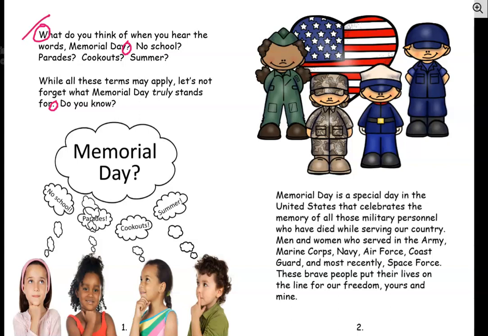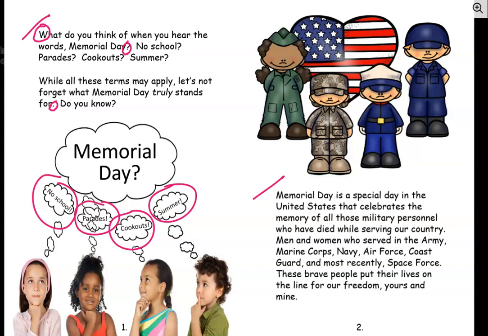What do you think of when you hear the words Memorial Day? No school, parades, cookouts, summer? While all these terms may apply, let's not forget what Memorial Day truly stands for. Do you know? And right here we have everyone thinking. We've got no school, parades, cookouts, summer.